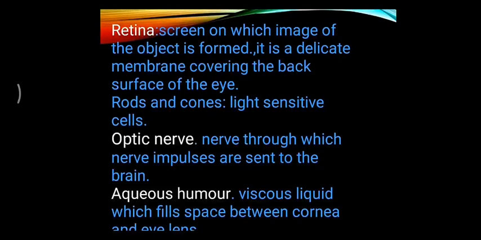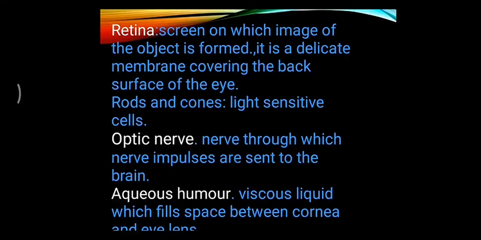The retina is actually a delicate membrane covering the entire back surface of the eye. It contains a number of light sensitive cells in the form of rods and cones. So how many types of light sensitive cells are there? Two, rods and cones. The rod type of cells respond to intensity of light and cone type cells respond to the color of the light. These cells upon illumination, that means when light falls on these cells, generate electrical signals or nerve impulses which are sent to the brain via another important part, that is optic nerve. The brain processes this information and we perceive objects as they are.